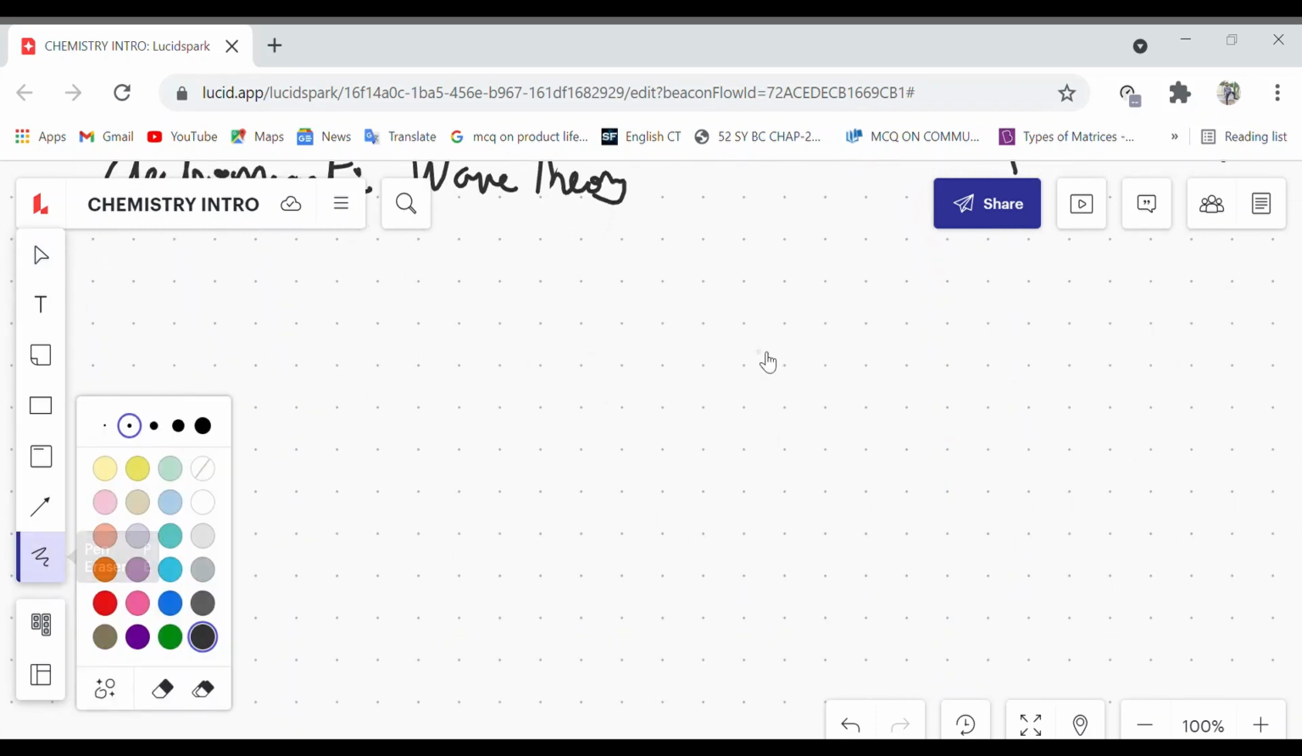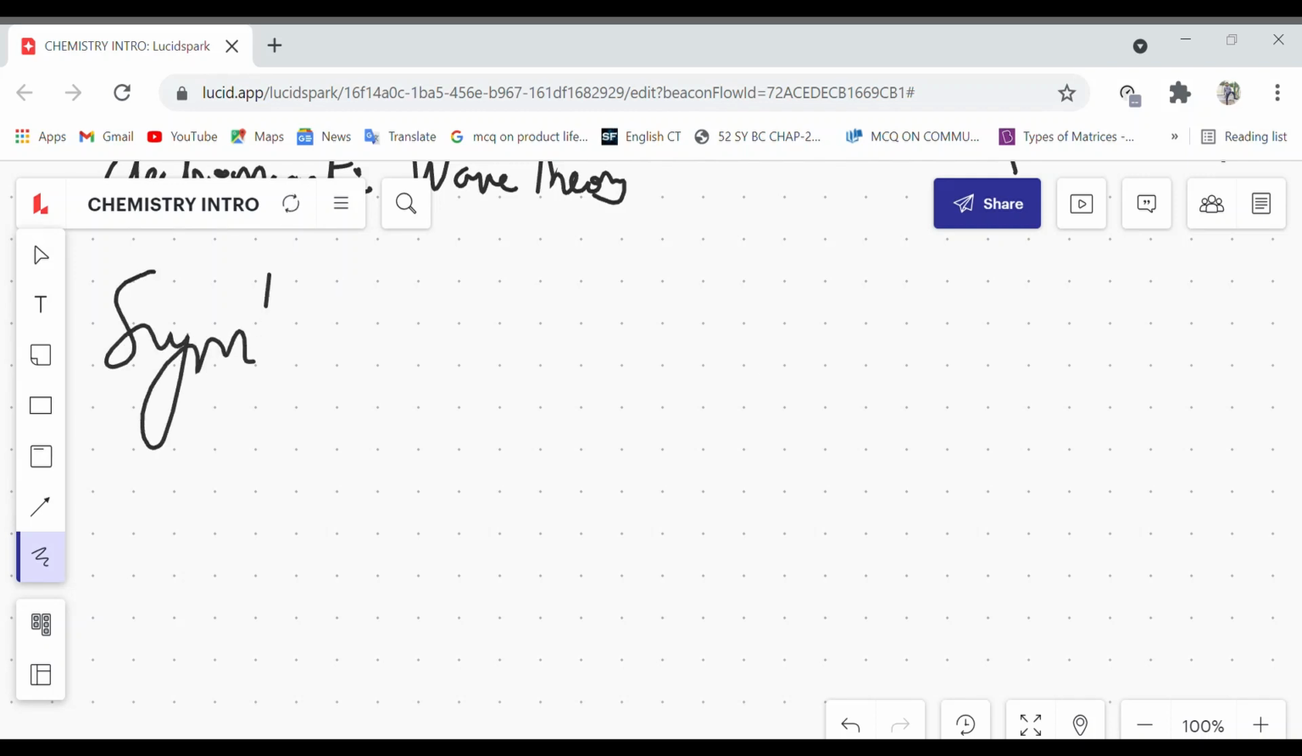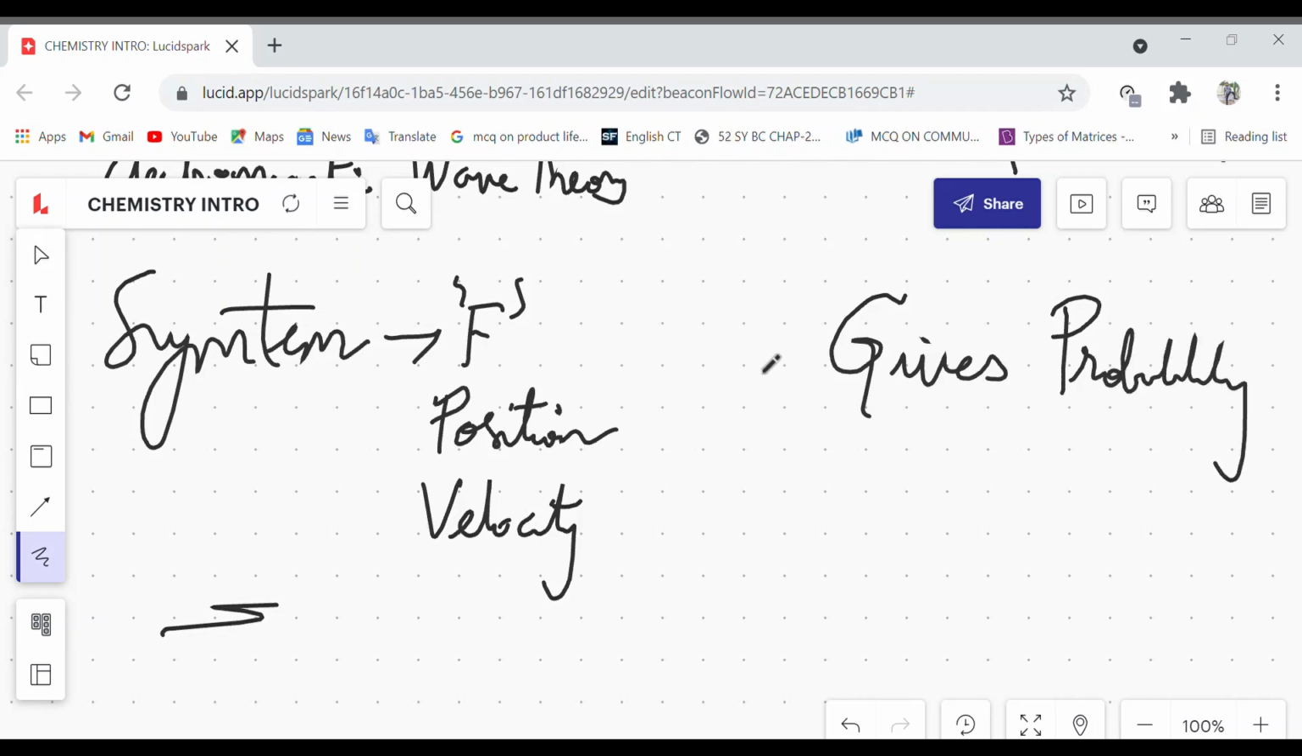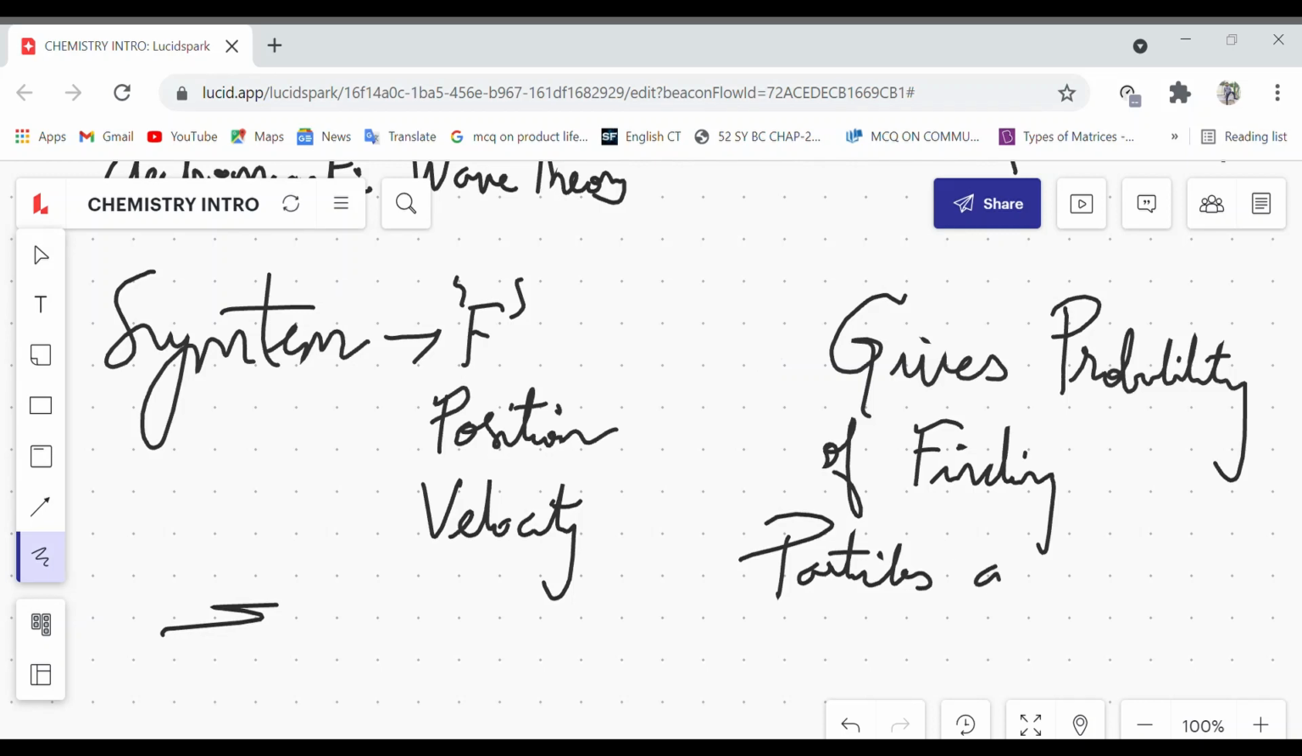Then here the system defines the force on the particles, position as well as velocity in classical mechanics, whereas in quantum mechanics, it gives the probability of finding the particles at different locations.